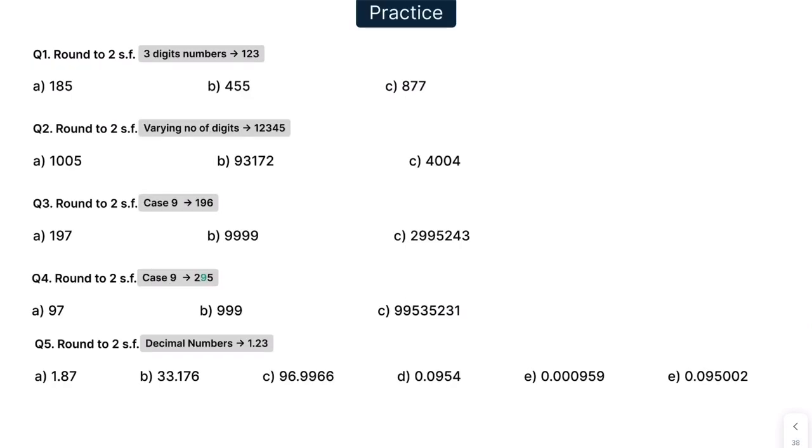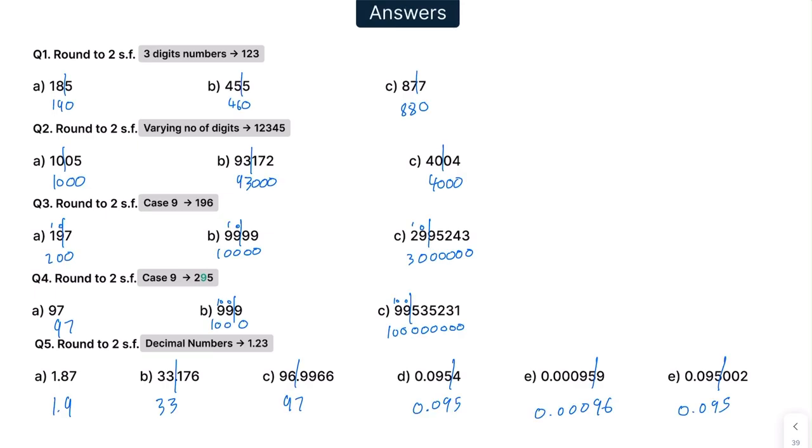Now here's some practice questions for you to have a go at. Press pause and have a go. When you're ready, press play for the answers. Here are the answers. Mark your work.